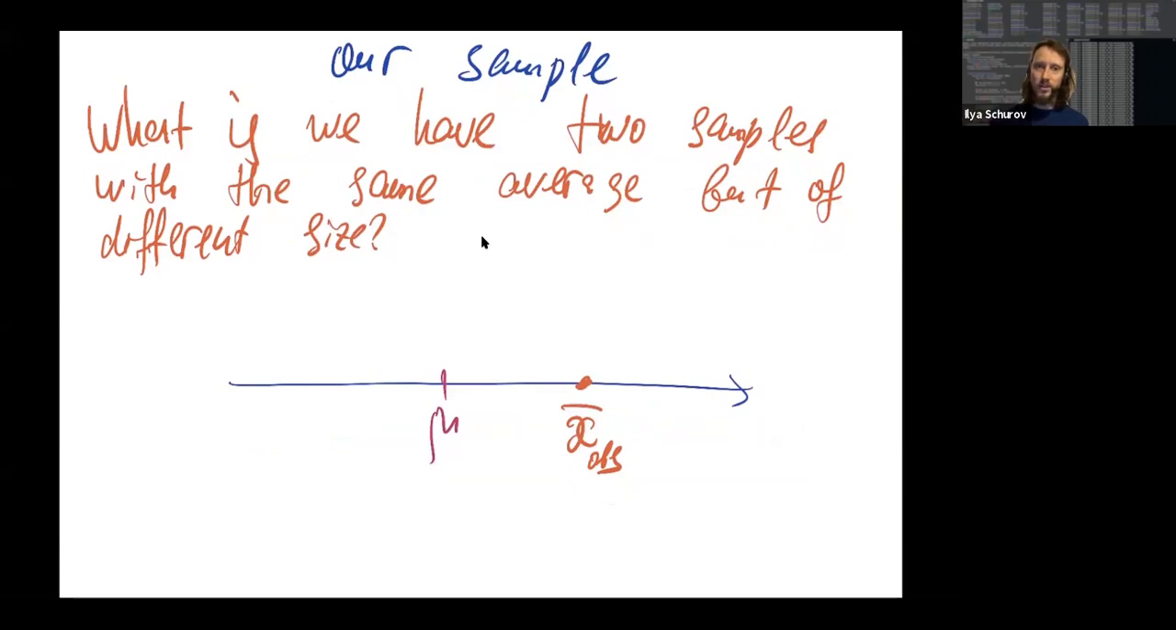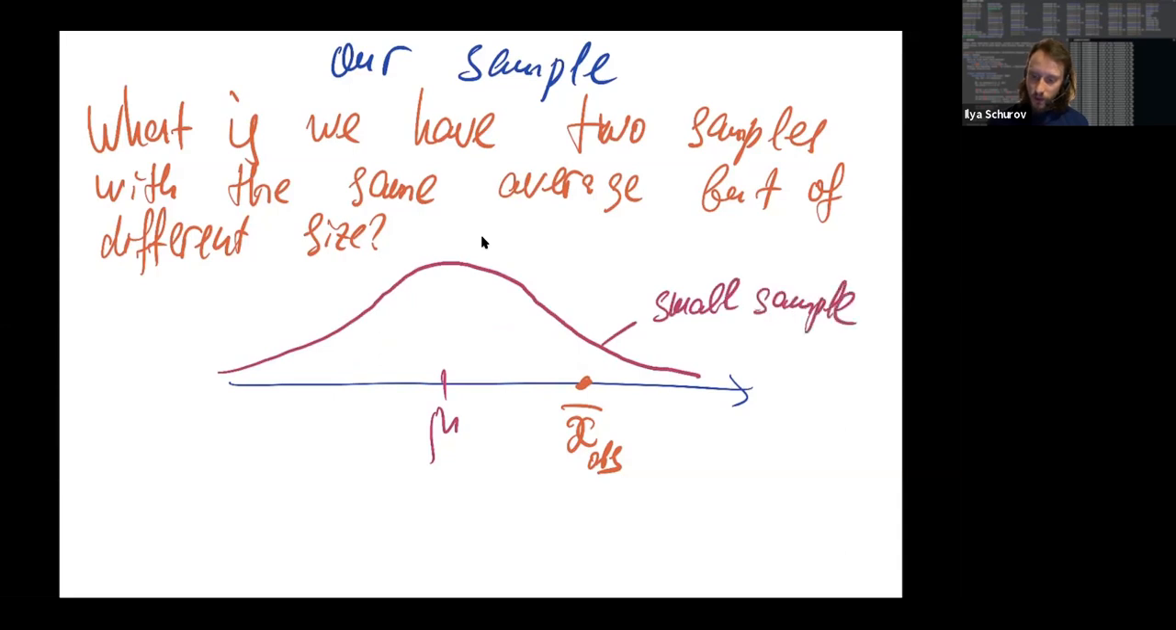The larger the sample size, the better estimate I have for my population mean. So I will get two different pictures here. For example, one picture is like this. Okay, let me draw it even wider. So probably this is a picture for small sample size. And this is a picture for large sample size.